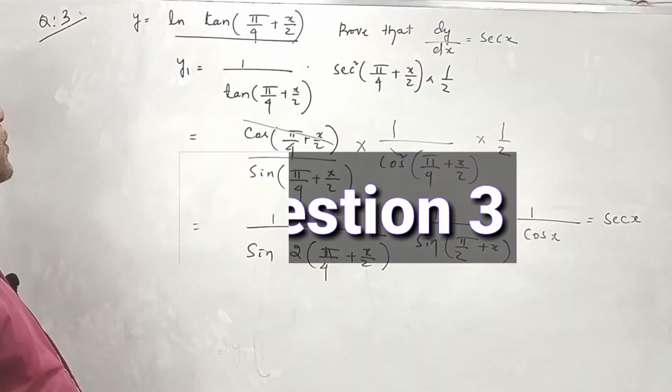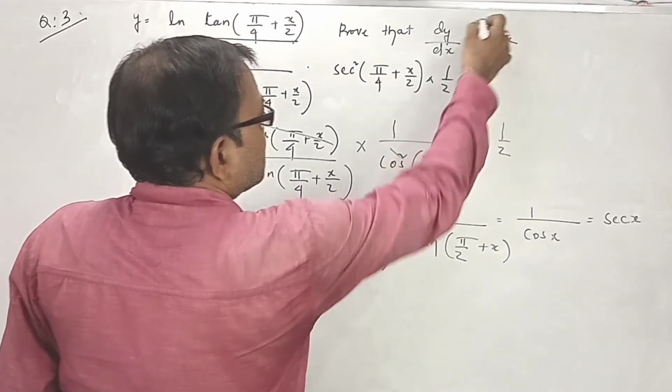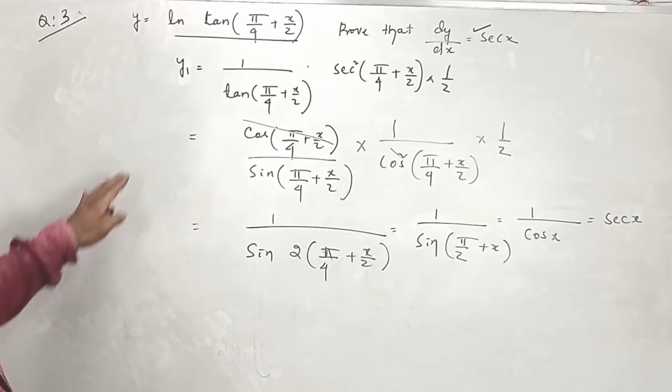Question number 3. y is equal to ln tan of (pi by 4 plus x by 2), then prove that dy by dx is equal to sec x. This question is also a 3 marks question.